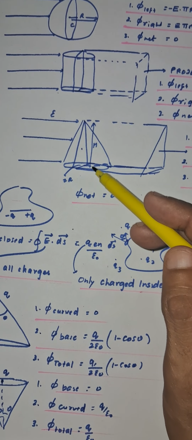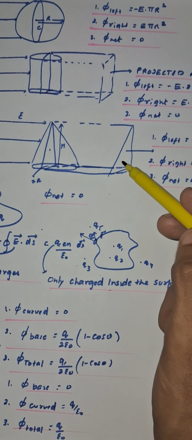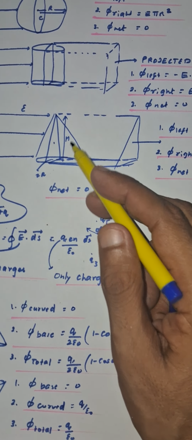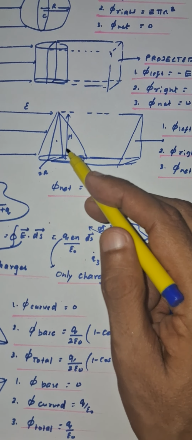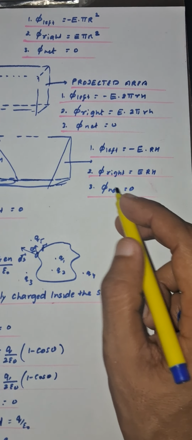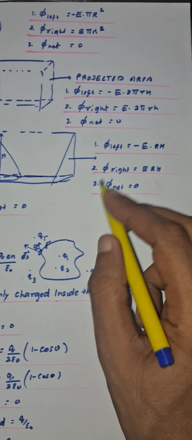Similarly, if we place a cone over here, then the projected area will form this triangle. So from the left it will be negative, and the area of this particular triangle will be half into base 2r and altitude h. So area will be rh. So flux through the left surface will be minus E rh, through the right surface E rh, and net flux will be 0.